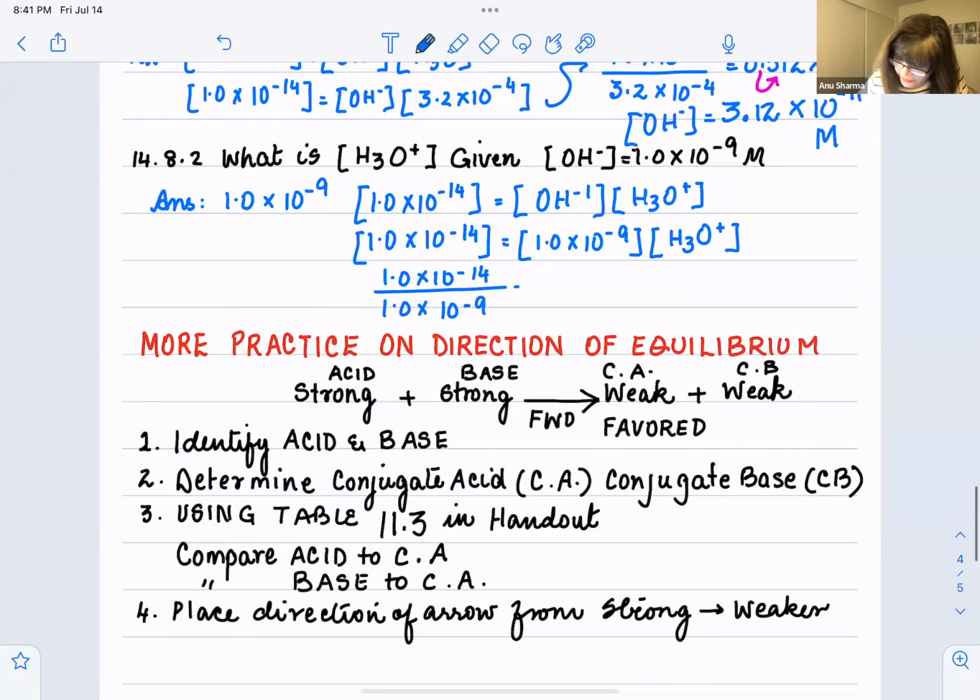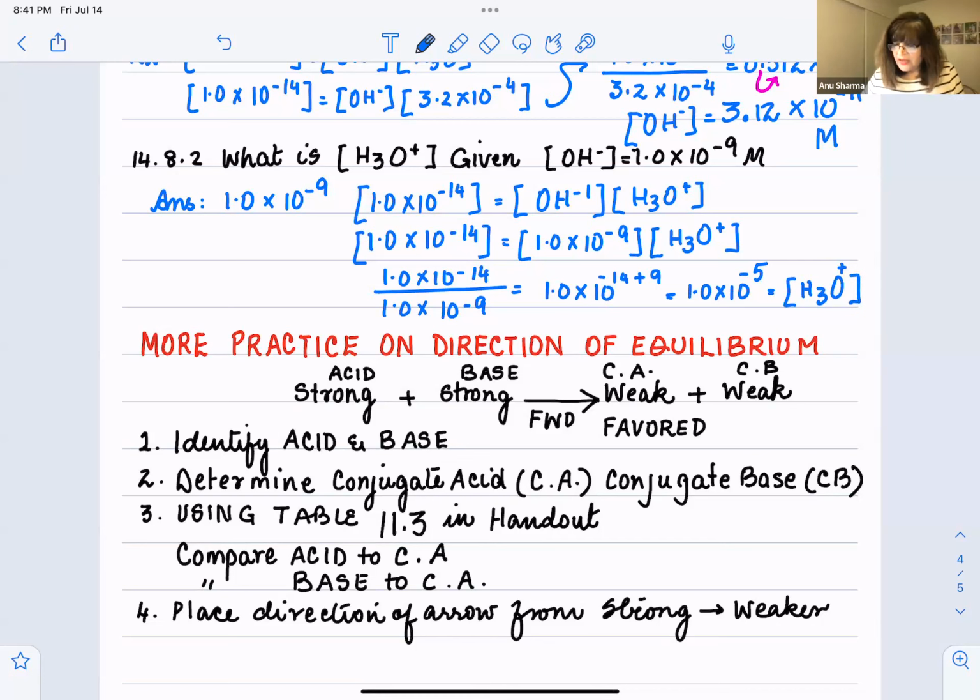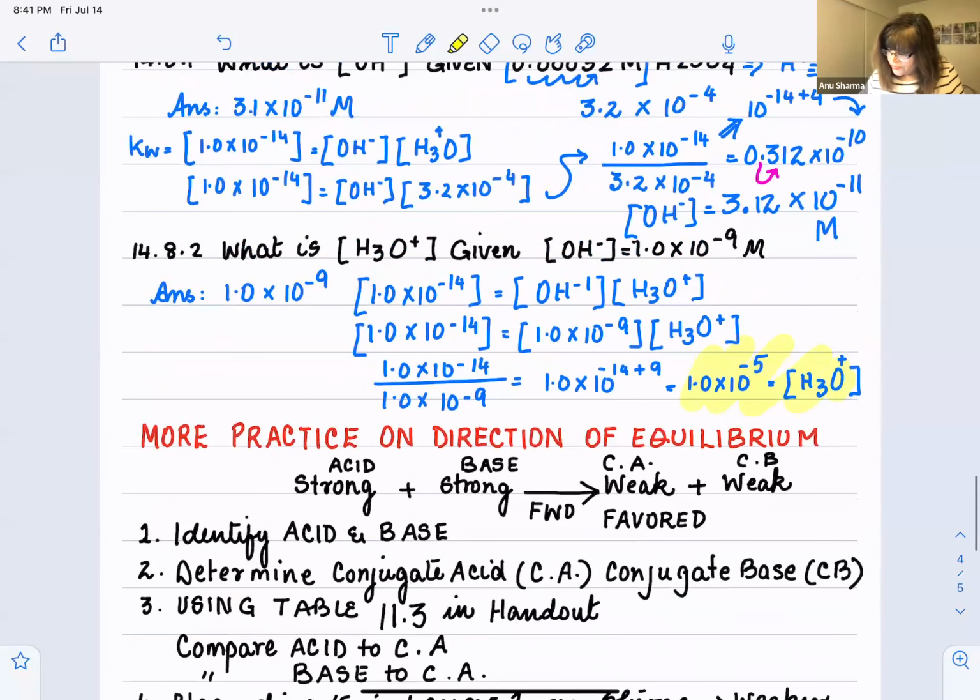And so how do you solve this? This becomes 1.0 into 10 to the power negative 14 plus 9. So this becomes 1.0 into 10 to the power negative 5, and that is the H3O plus. Okay, that is the answer. So this is the answer right here, and here was the answer here.